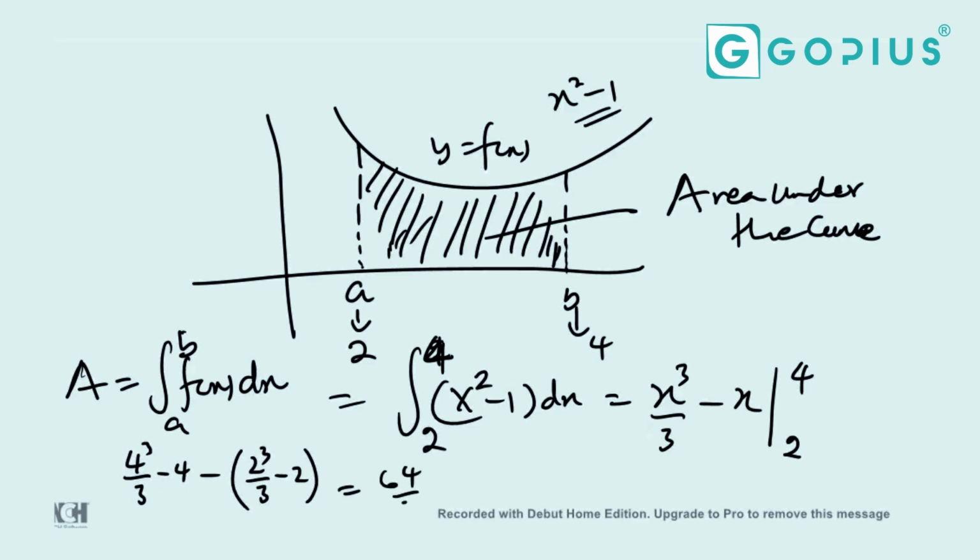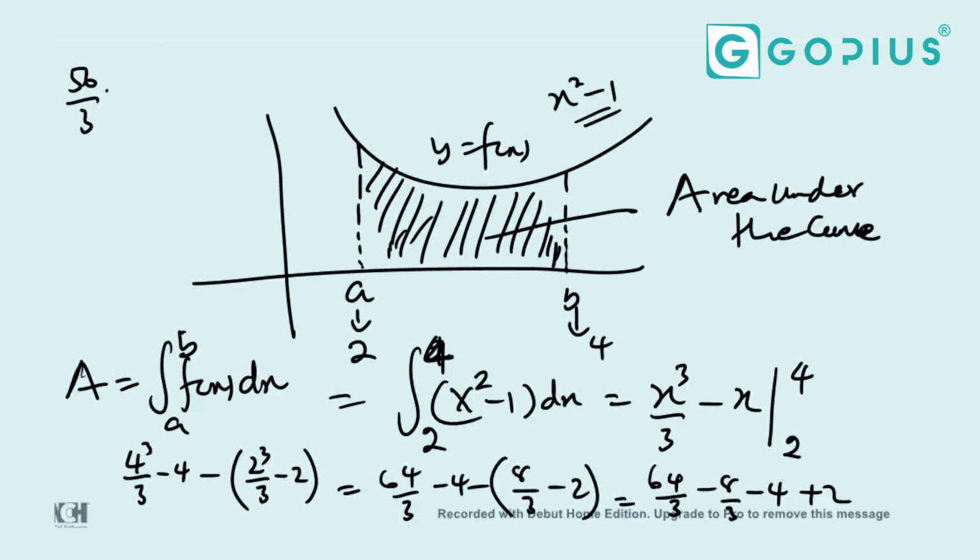So this equals 4 cubed is 64 over 3 minus 4, minus 2 cubed is 8 over 3 minus 2. If I open this bracket, I have 64 over 3 minus 8 over 3, then minus 4 plus 2, since minus with minus gives plus 2. So 64 minus 8 is 56, since the denominators are the same. So we have 56 over 3.